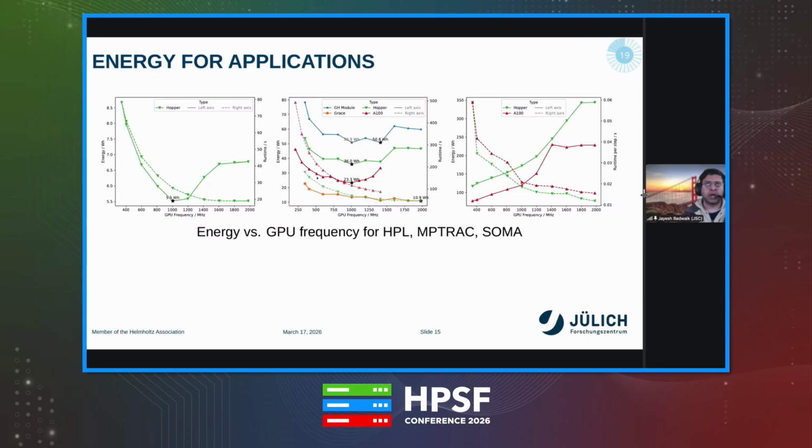So we did this and then we could do this energy measurement for different kinds of applications here, HPL, MP-Track, SOMA, and we could figure out different characteristics for them. One of the advantages of this was also that we could run frequency measurements. So we could change the frequency of the GPU without having to change the code and then insert all of this.